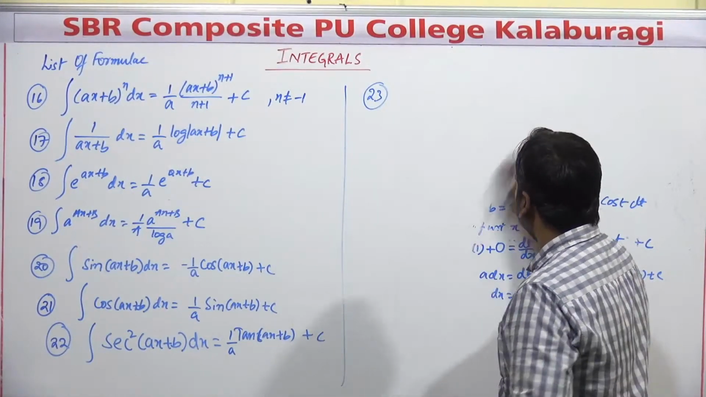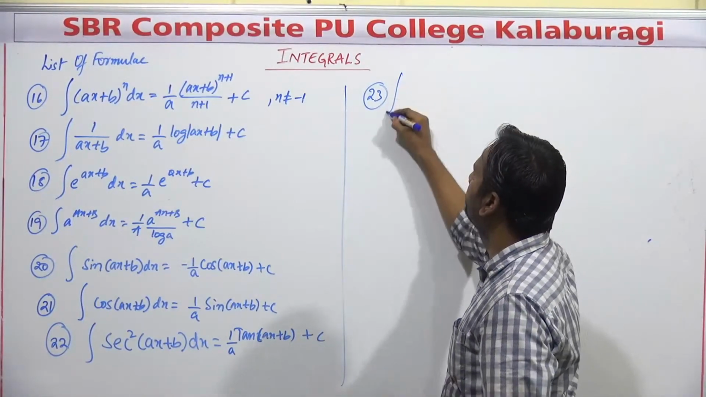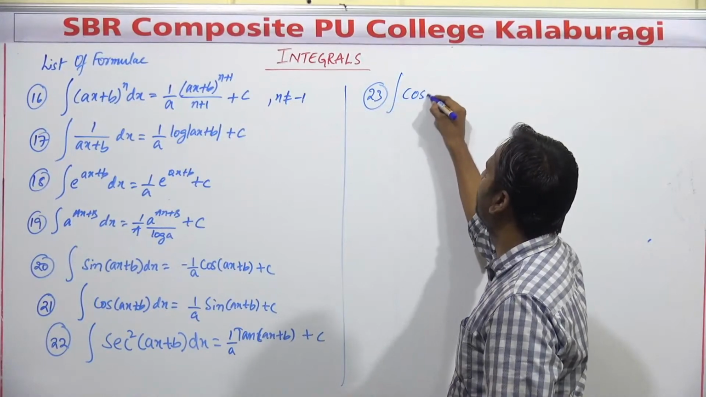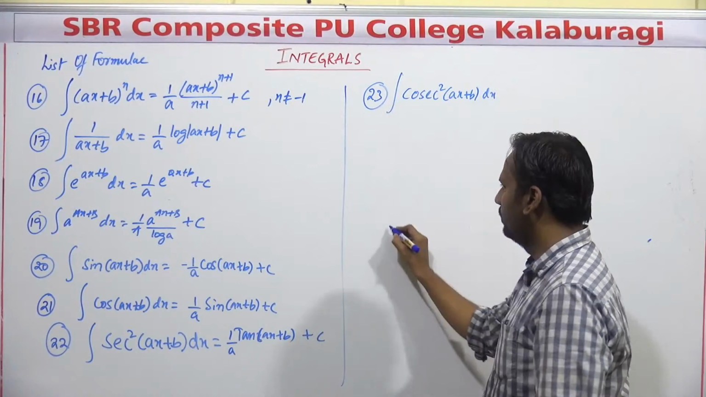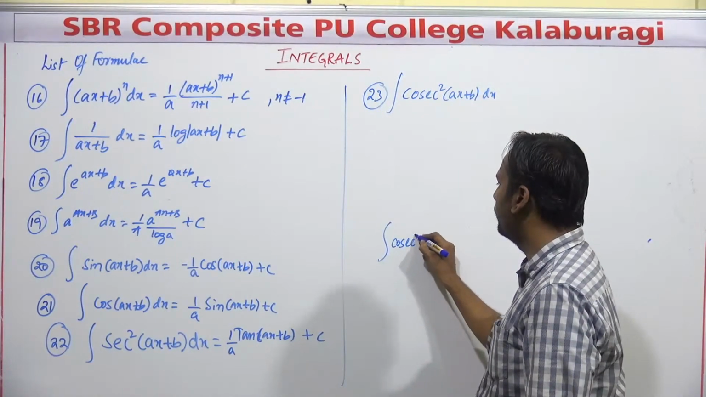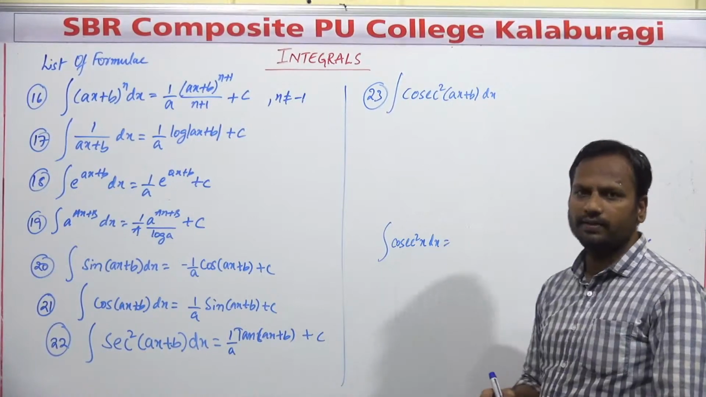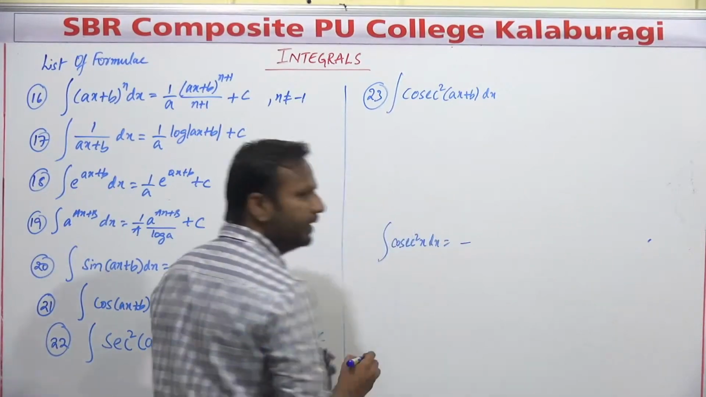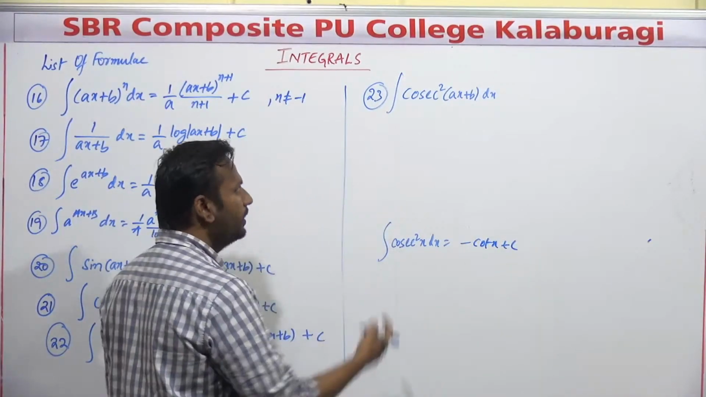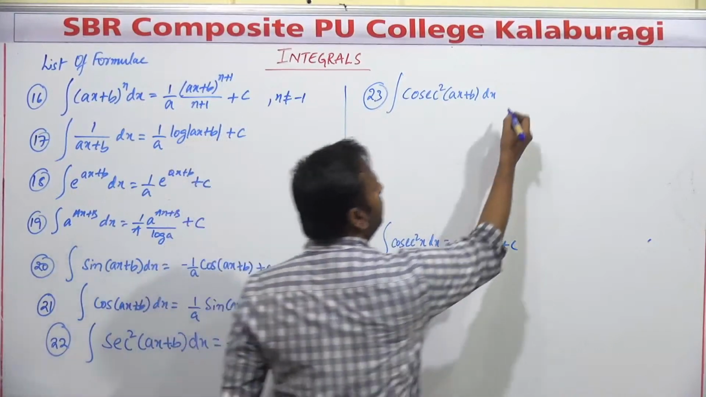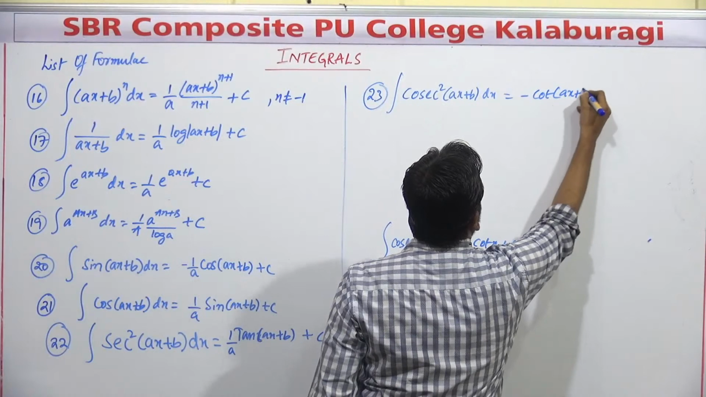So similarly, integration of cosec square x, cosec square of ax plus b. What is the integration of cosec square x? Anybody? What is the cosec square x integration? Cosec square integration is minus cot x plus c. Agree? So similarly, cosec square of ax plus b will be minus cot of ax plus b.